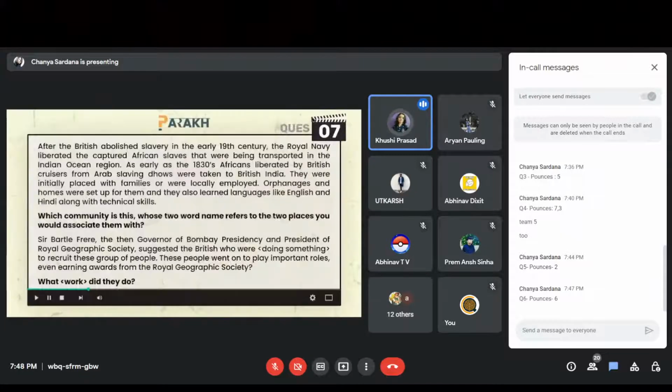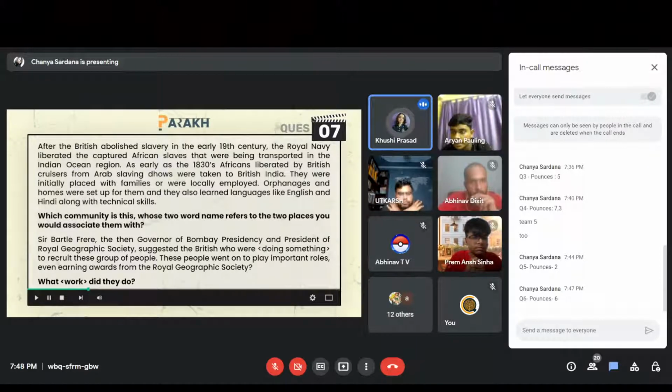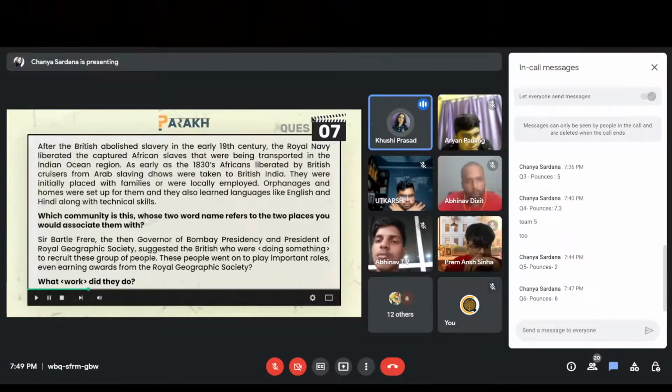So the next question is direct for team 4. After the British abolished slavery in the early 19th century, the Royal Navy liberated the captured African slaves that were being transported in the Indian Ocean region. As early as the 1830s, Africans liberated by British cruisers from Arab slaving towns were taken to British India. They were initially placed with families or were locally employed. Orphanages and homes were set up for them, and they also learned languages like English and Hindi along with technical skills. Which community is this, whose two-word name refers to the two places you would associate them with?